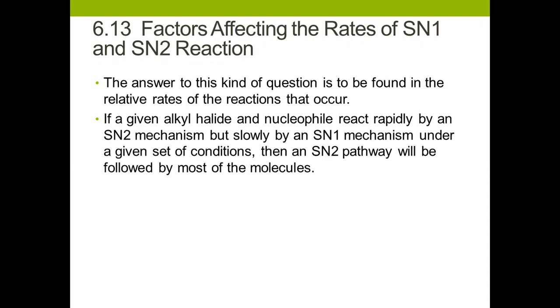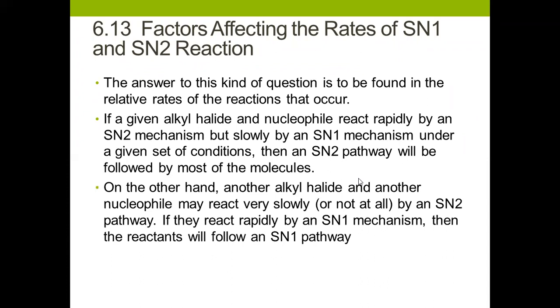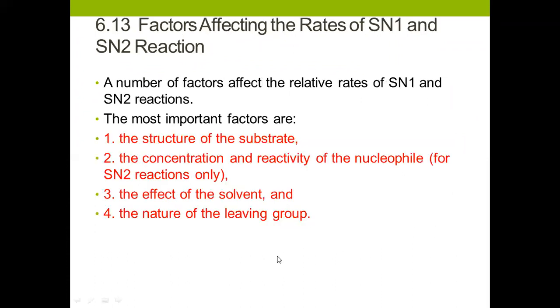So whichever is faster, if it reacts faster by an SN2 mechanism than by an SN1 mechanism, then that alkyl halide and nucleophile will certainly follow the SN2 pathway. On the other hand, if a nucleophile reacts very slowly by an SN2, but reacts rapidly with an SN1, it will certainly follow the SN1 pathway. So there are different factors that affect the relative rates of SN1 and SN2 reactions.